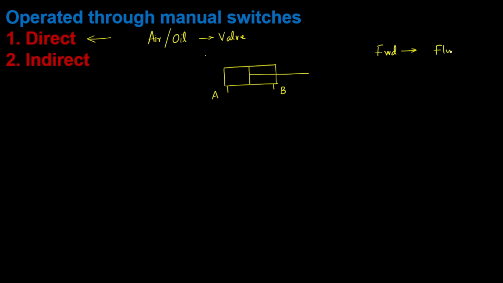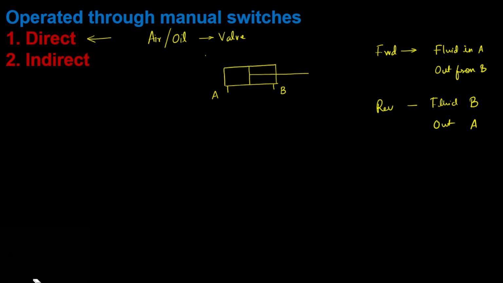So fluid should go in A and fluid should move out from B. So from here the fluid should enter and from here it should move down. So in that way it will move forward. And in the case of reverse motion, the fluid should enter into B and move out from A. So in that way we will be able to see that it is moving in the reverse direction.